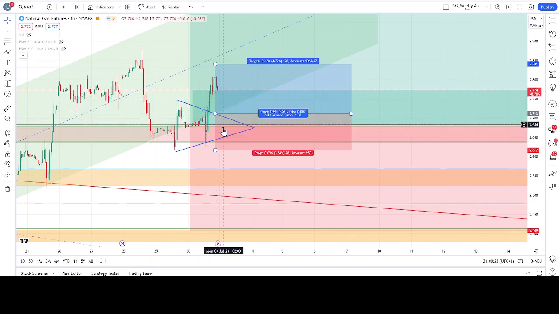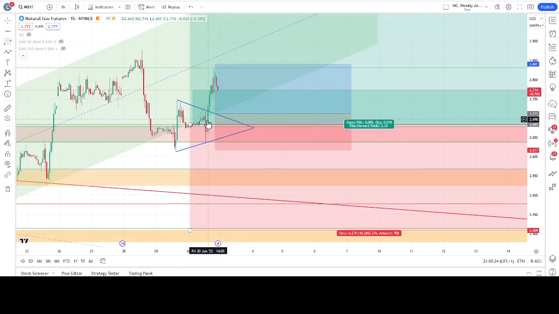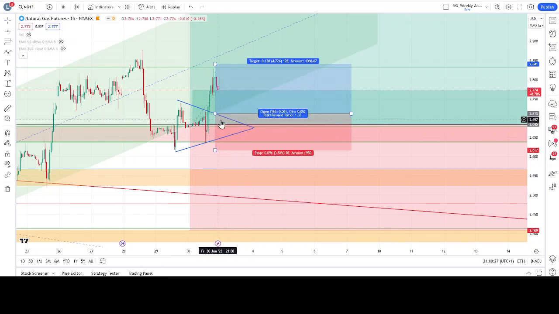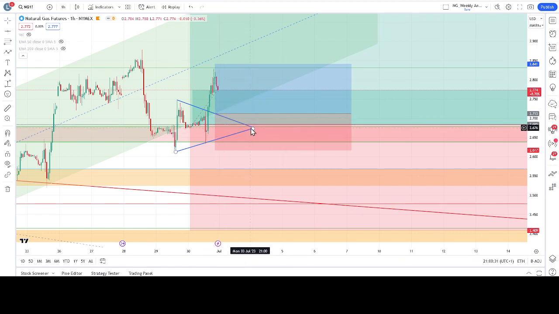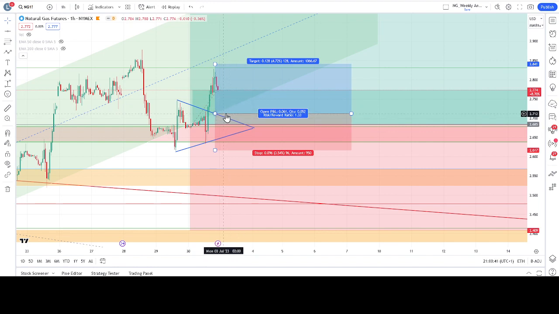So one more thing about the symmetrical triangle is we are not actually waiting for the price to go towards the end where the trend lines meet. It can break out from any part. We just need the price to get squeezed and then break out. So in this case, it's broken out. You see, we have taken a trade at this retest.